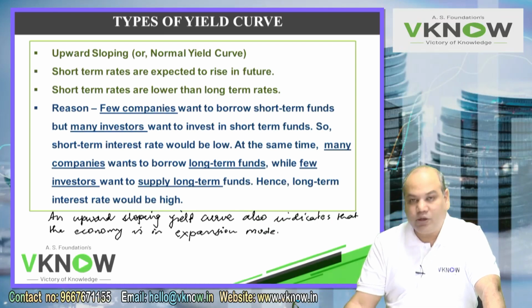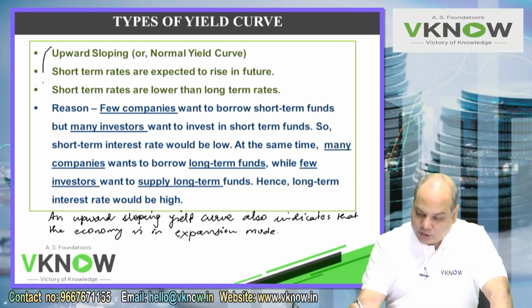The upward sloping yield curve also indicates that the economy is in expansion mode. So there are a lot of people who want long-term funds for investing in their business, but there are fewer suppliers. Hence the interest rates for long-term funds are higher. So this is about the yield curve note.